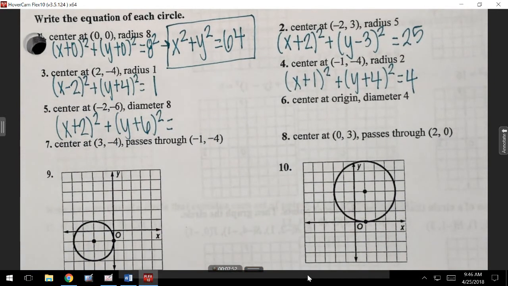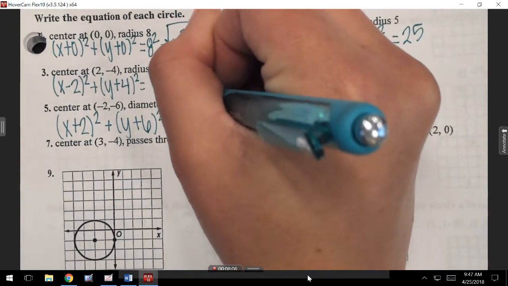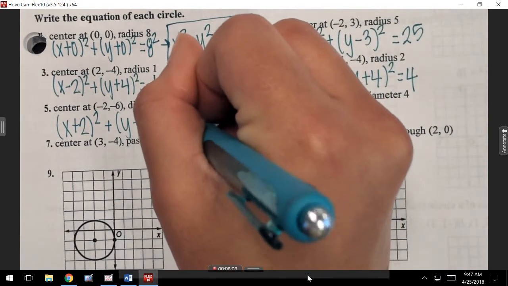They gave us the diameter. So don't square the diameter. That's not going to give you the right thing. You have to divide the diameter by 2, then square it. So if the diameter is 8, then the radius is? 4. And so 4 squared is? 16.